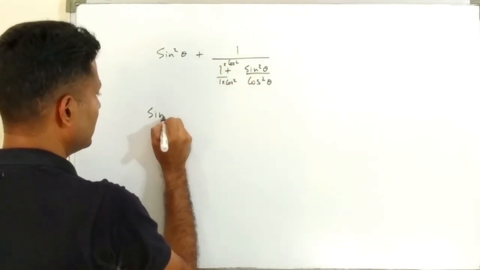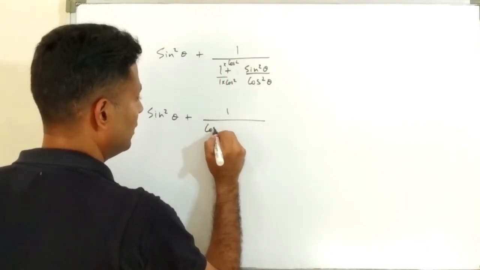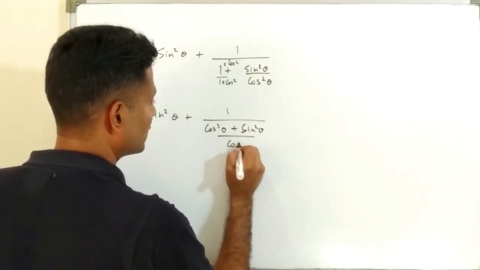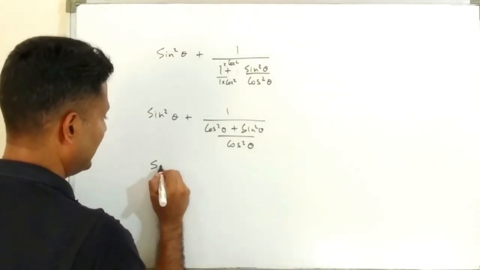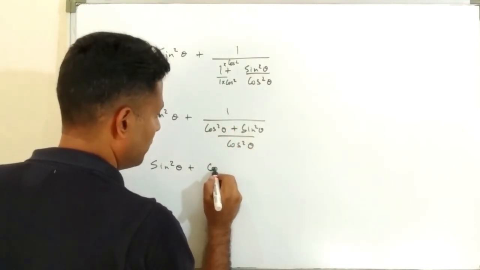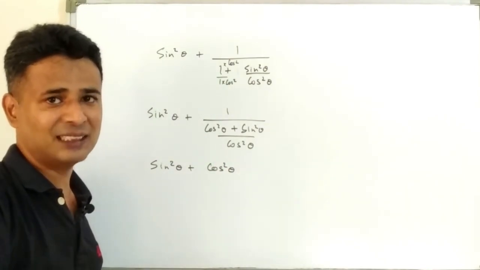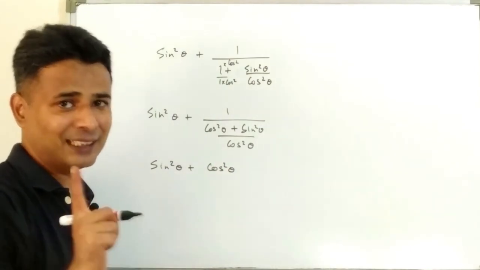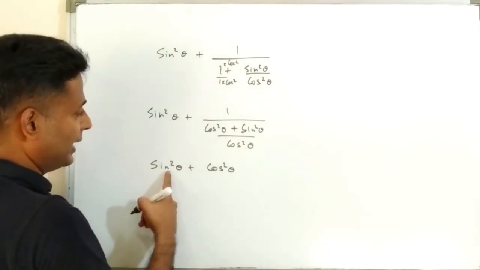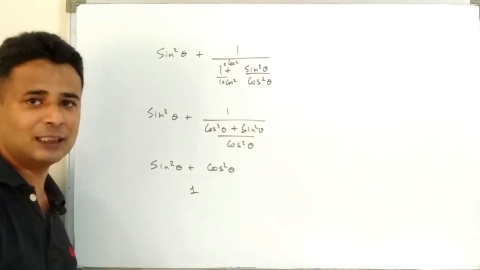So what do we get? Sin square theta plus 1 by cos square theta plus sin square theta by cos square theta. So we get sin square theta plus this cos square theta, the denominator will go up, becomes cos square theta, and here cos square theta plus sin square theta is same as sin square plus cos square. So cos square plus sin square is 1. So it becomes cos square theta by 1, which is 1. So we get sin square theta plus cos square theta, which is equal to 1. So the answer is 1.